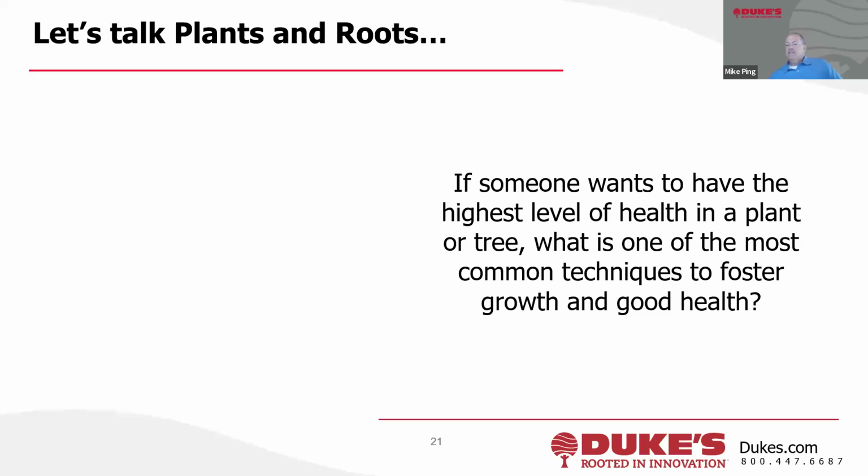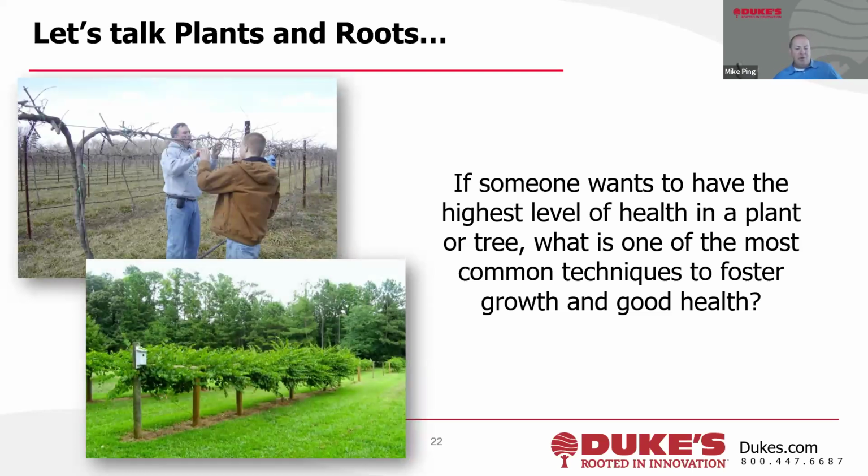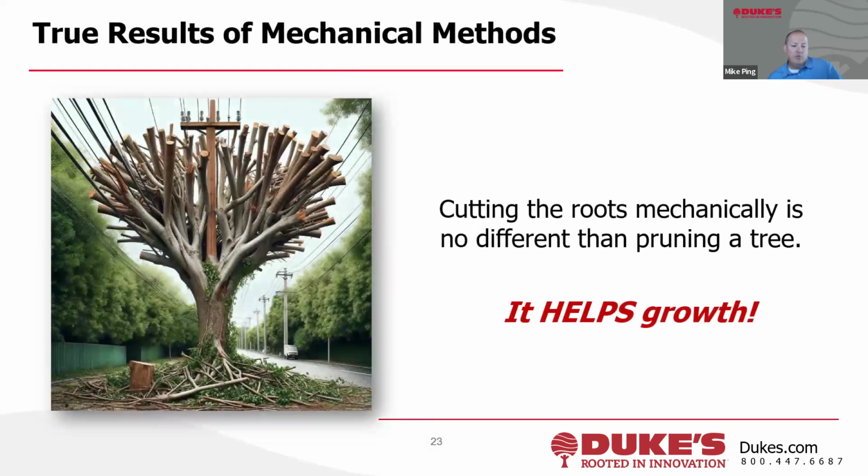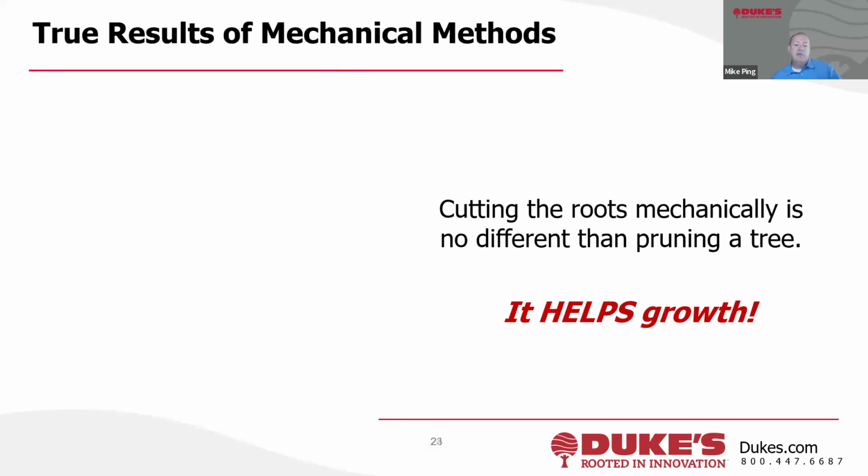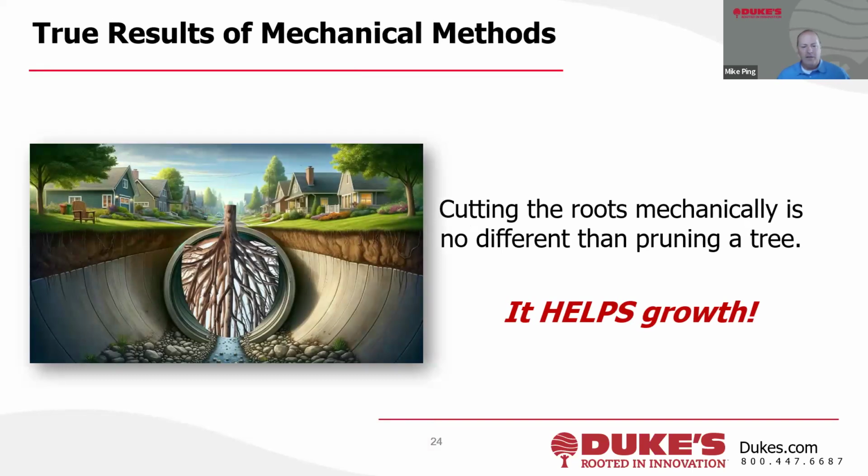Okay, so getting back to the plants and the roots part of this, if someone wants to have the highest level of health in a plant or tree, what is one of the most common techniques to foster growth and good health? We all do it around the house, or probably a lot of us, but I'll pull up an example of a grape or muscadine vine here, but it's pruning, right? You talk about farming and growing trees and all that, there's a lot of pruning going on. It's one of the most basic techniques to foster good, robust growth, right? So when you start talking about roots, cutting the roots mechanically is no different than pruning a tree. It's helping the growth, right? So not only are we not fixing it, we're helping the growth, right? So you turn the tree upside down, and that's what's going on here.